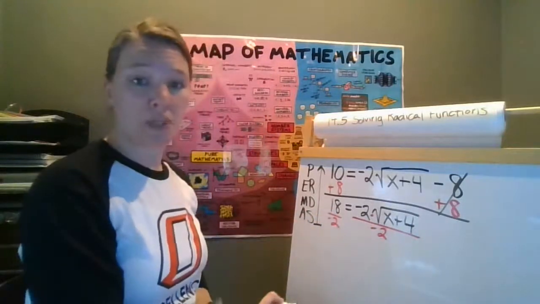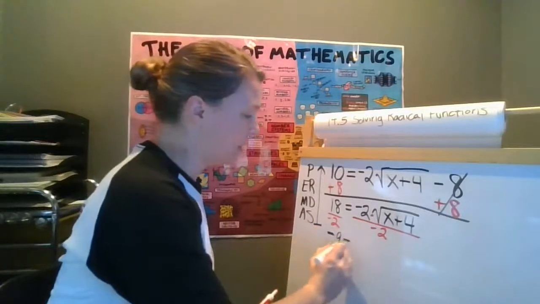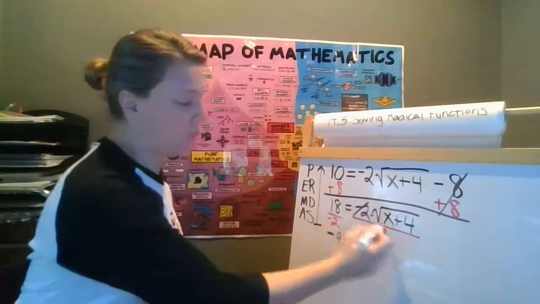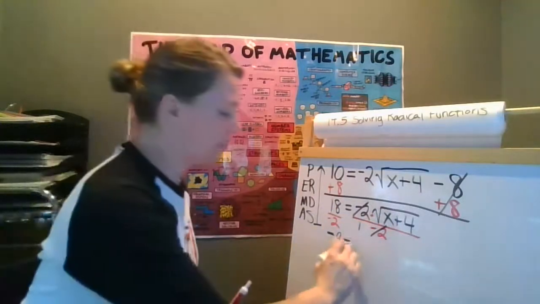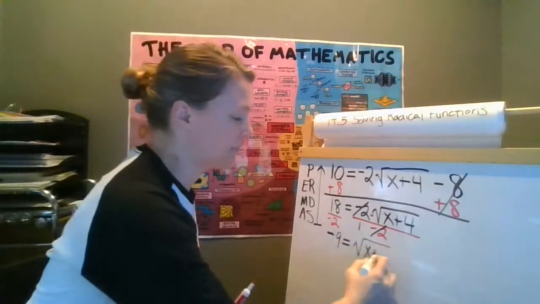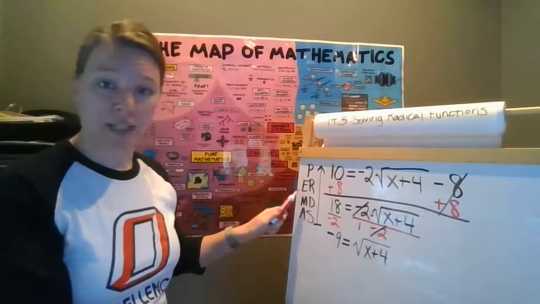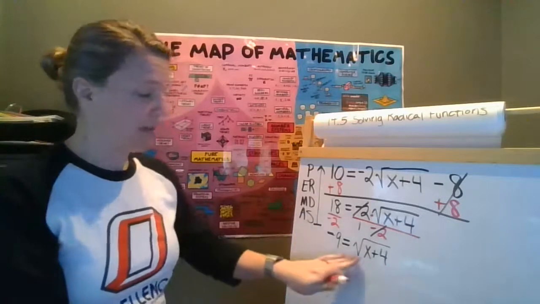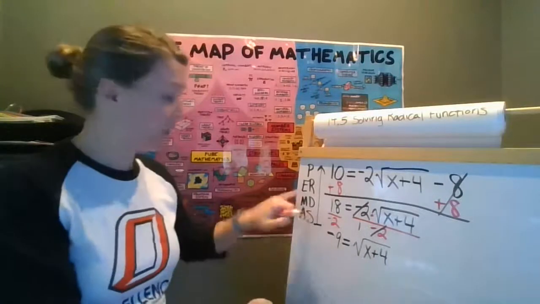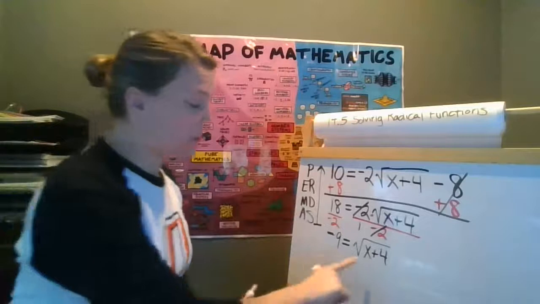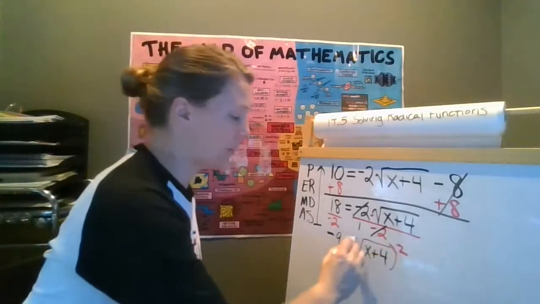18 divided by negative 2 is negative 9. Make sure you include that negative right there. And negative 2 divided by negative 2 is 1. And now we have the square root of x plus 4 left on the right-hand side. Now we deal with any exponents or radicals that exist in our equation. We do have a radical right there. We undo a radical with the inverse operation, which is exponents. So since this is a square root, we undo a square root by squaring.